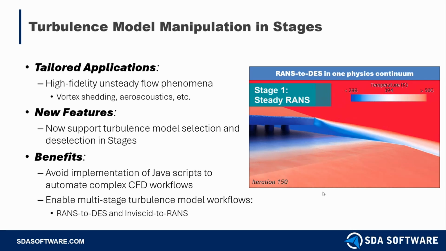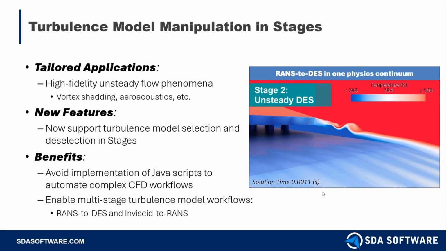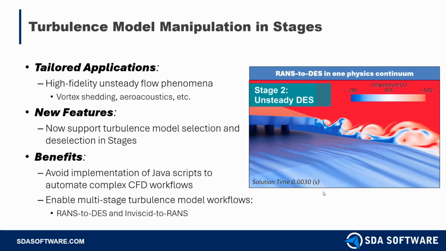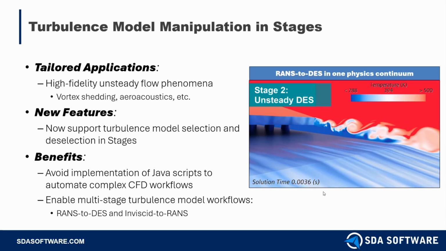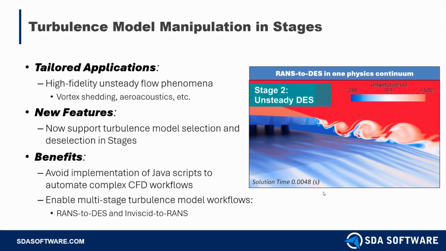But now the turbulence model selection and deselection are available within stages, so users can ultimately couple stages with simulation operations to automate all these complex workflows that require a switch in turbulence model. And this new approach with stages is much more robust than JavaScript, which could easily break due to a version change or other reasons.